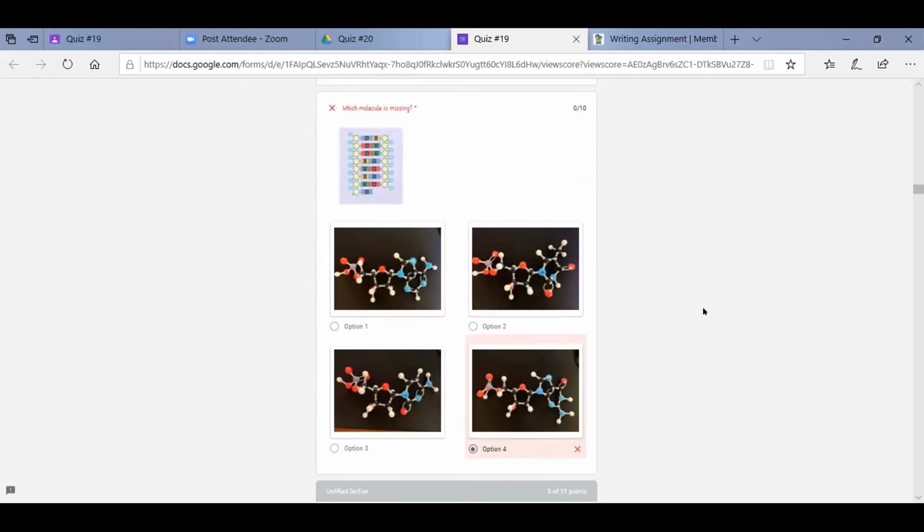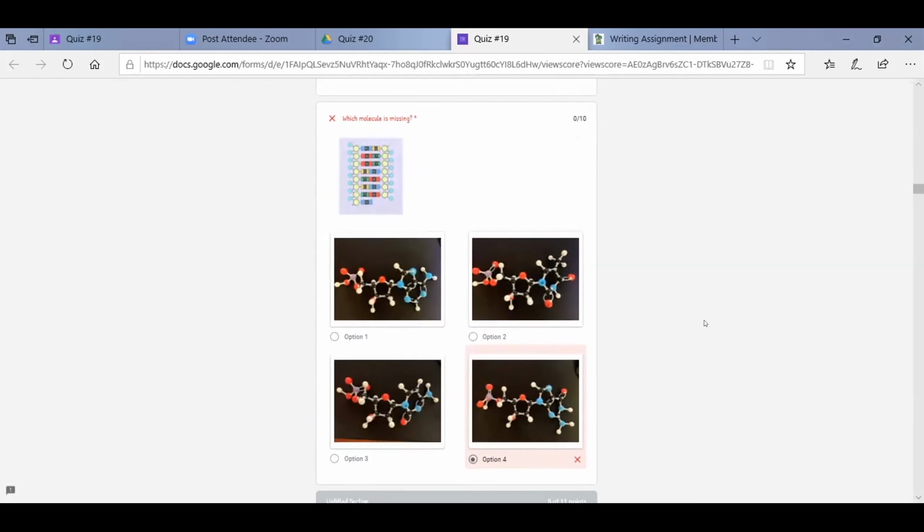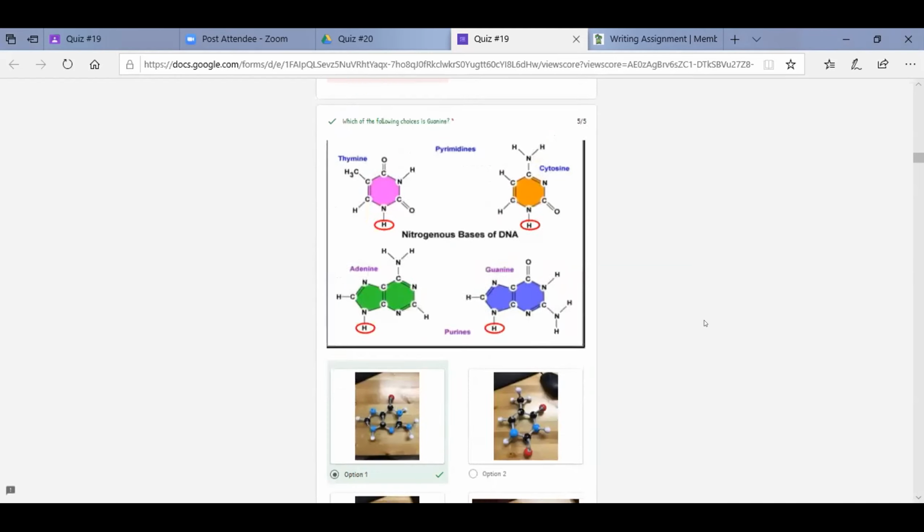Which DNA molecule is missing? I'm just going to go by color here. A is red, T is green, G is blue, C is yellow. So we have a G. What goes with guanine? Cytosine. Now, for this one, you have to go back up to your chart to get the right answer.